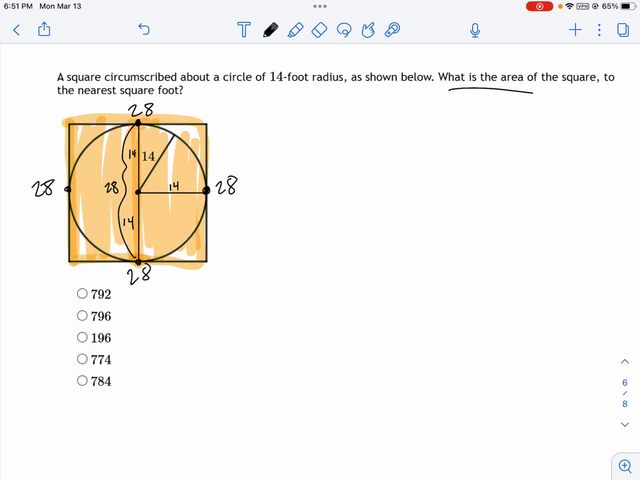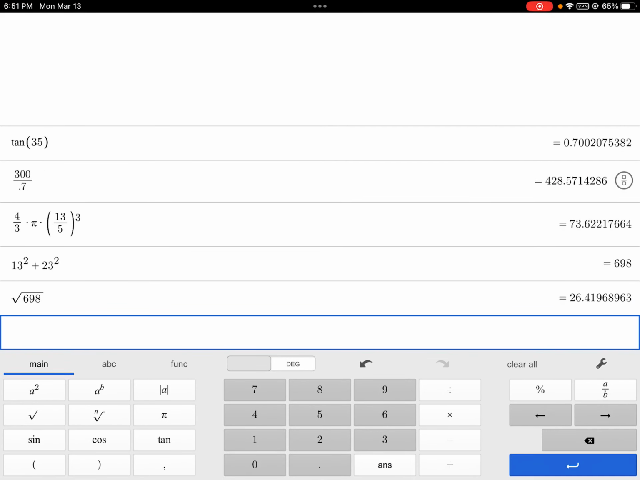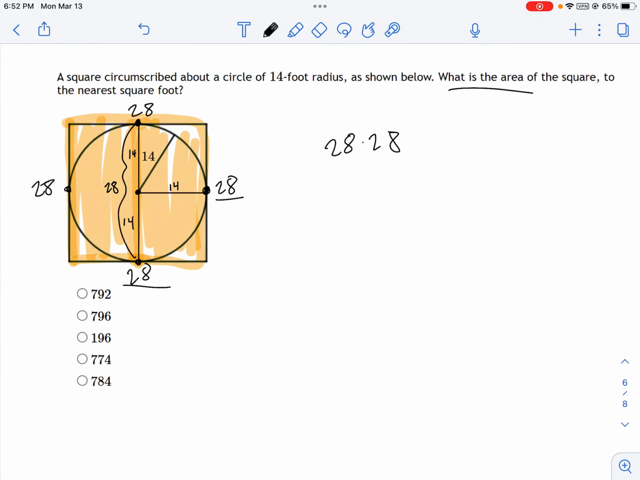Well, how do you find the area of a square? Same way as you find it for a rectangle, right? Length times width, or in other words, your side squared. That would be 28 times 28. All right, and if you don't know what 28 squared is, then turn to your handy dandy calculator. 28 squared, and we get 784 as our answer. And we see 784 right down there.